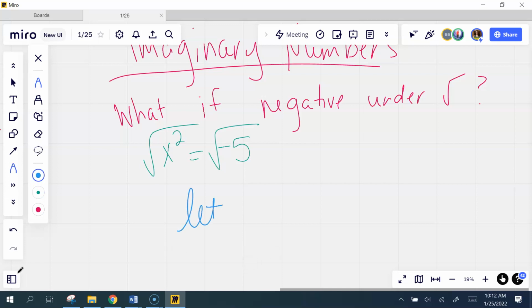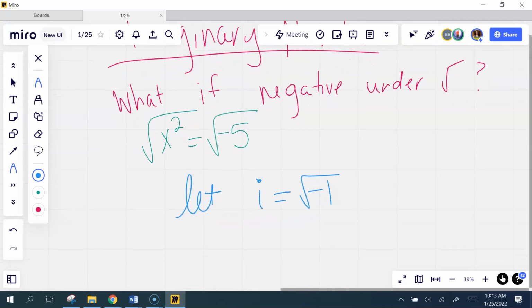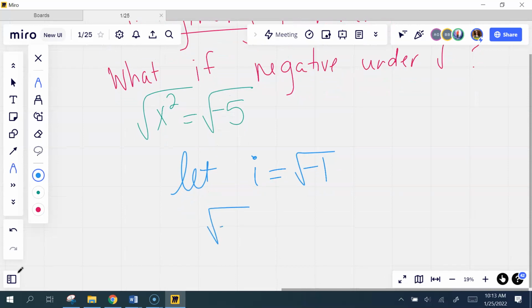So we let i be a variable that always represents the same thing, kind of like pi always represents 3.14159, and it goes on and on. i always represents the square root of -1. So if I think back to those properties I talked about yesterday, I could rewrite the square root of -5 as the square root of -1 times the square root of 5. Do you agree with that?